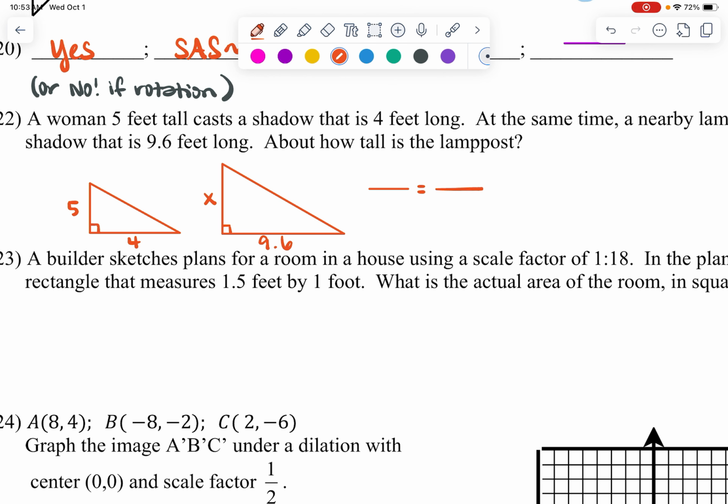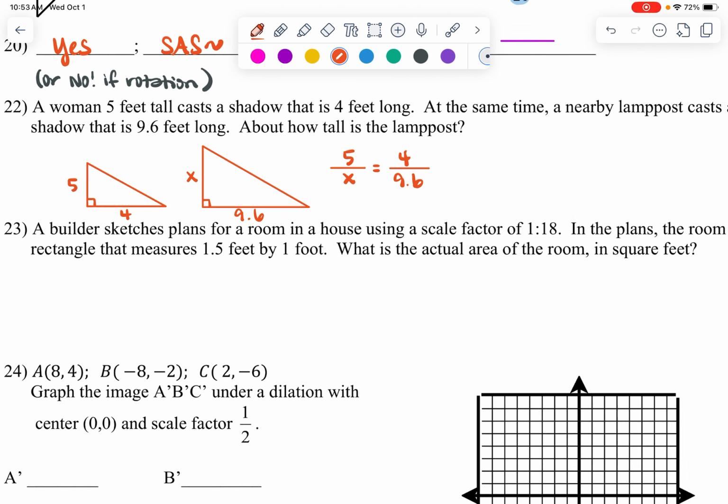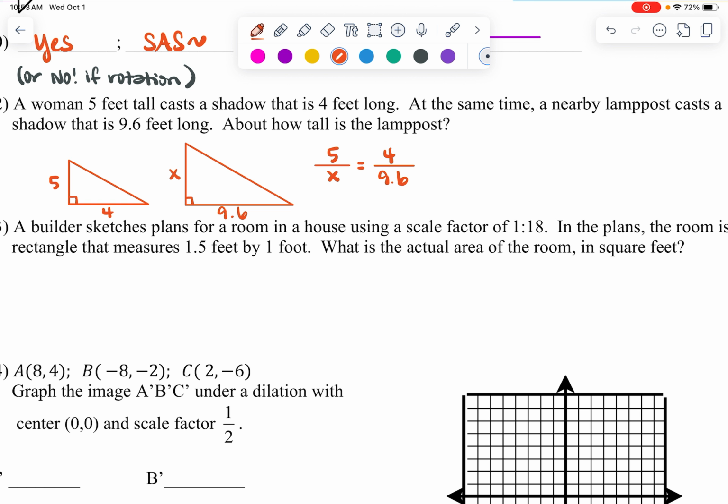All right, so that's a pretty easy little proportion there, right? Just stay consistent. I'm going to say 5 is to x, so I'm doing height is to height as shadow is to shadow. Again, you can set your proportion up differently than mine as long as we have the same cross product. We're all good. So when I solve this, we're going to get 4x equals 9.6 times 5, 48. So x is 12. And I want to make sure that I include feet because word problems should always have units attached to them.